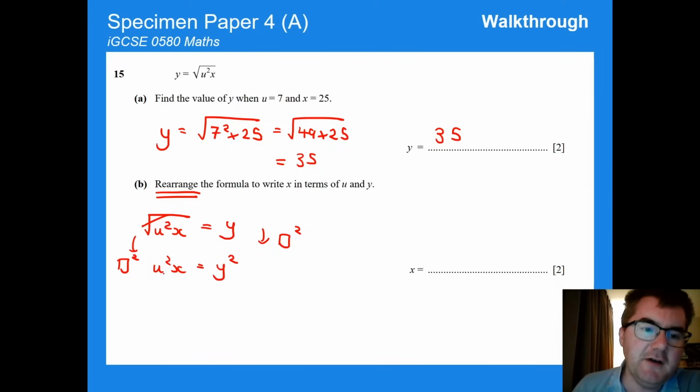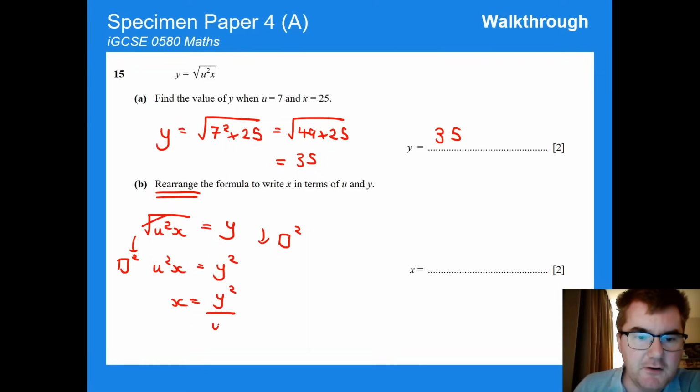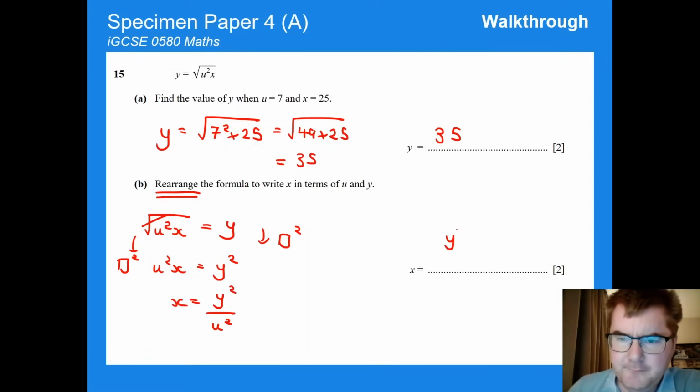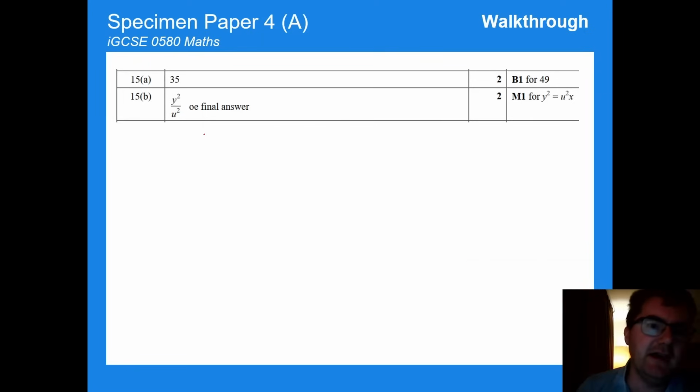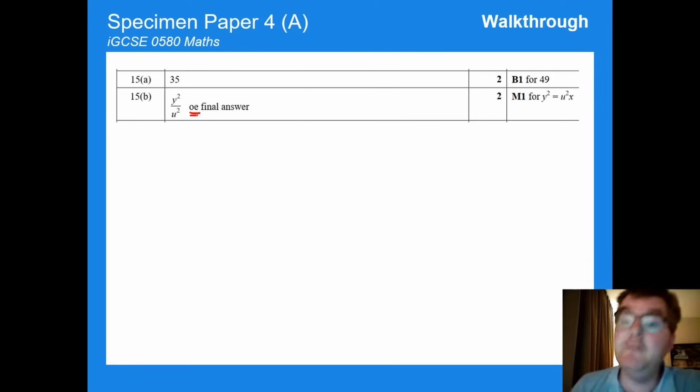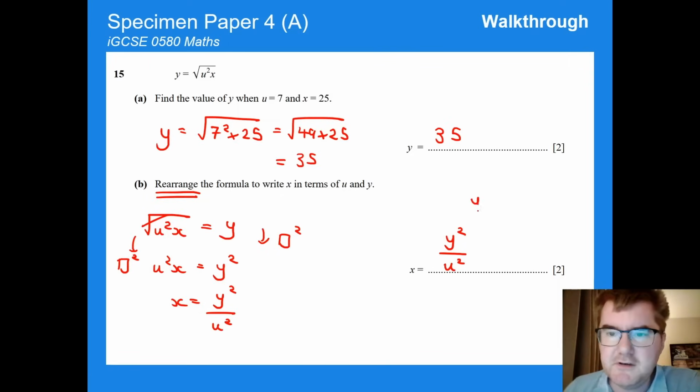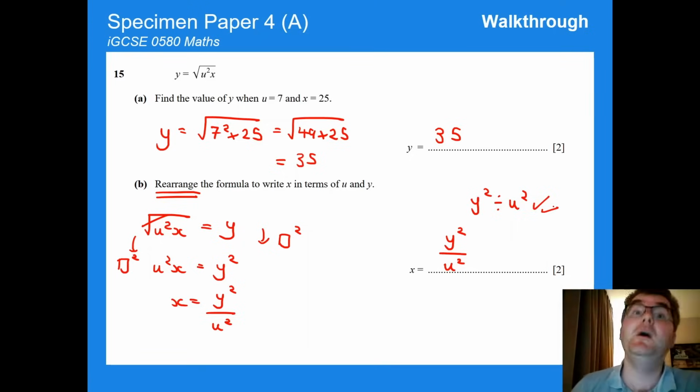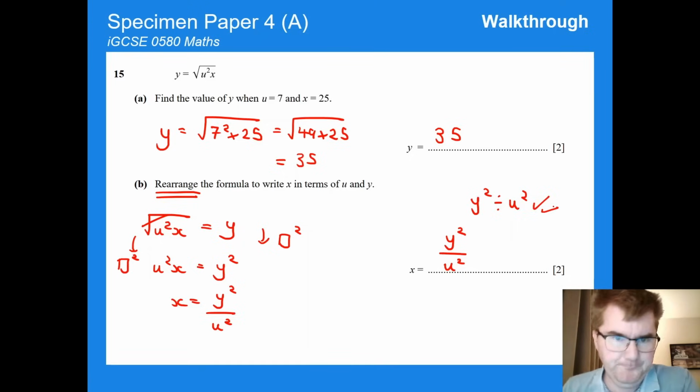And now we can just divide through by u squared, so we get x is equal to y squared over u squared. Now I like writing it as a fraction. I assume the answers would also like that. But notice you've got this or equivalent. So if you wrote it, for example, like this, that is also okay for the 2 marks for this question.